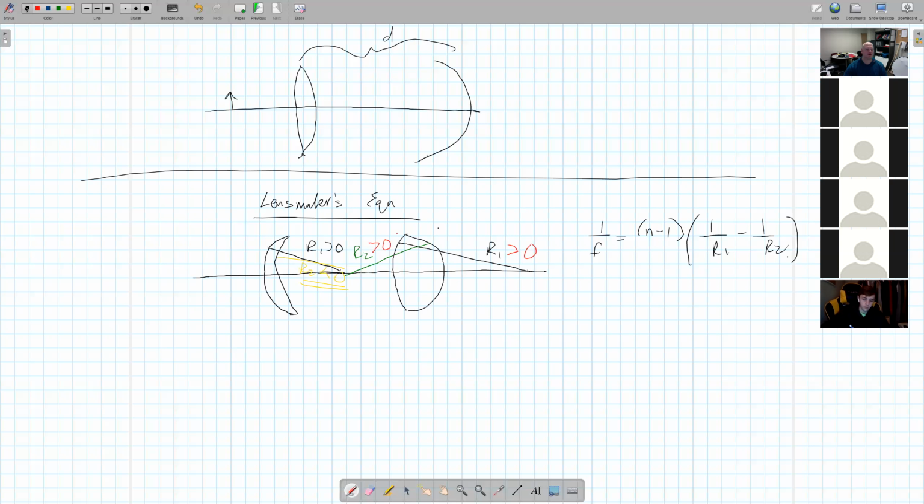Okay, so for example, if I was looking at a diverging lens, something like this, both of these two radii in this case would be negative. Because the one on the left-hand side, this would be R1, which is coming from the wrong side, so this would be negative. R2 would be like this one, so this would be R2, which would also be negative.